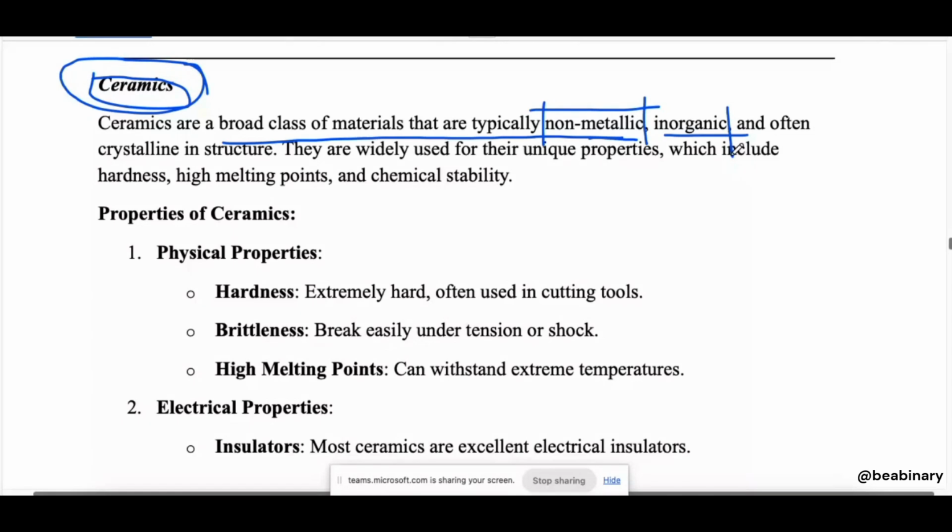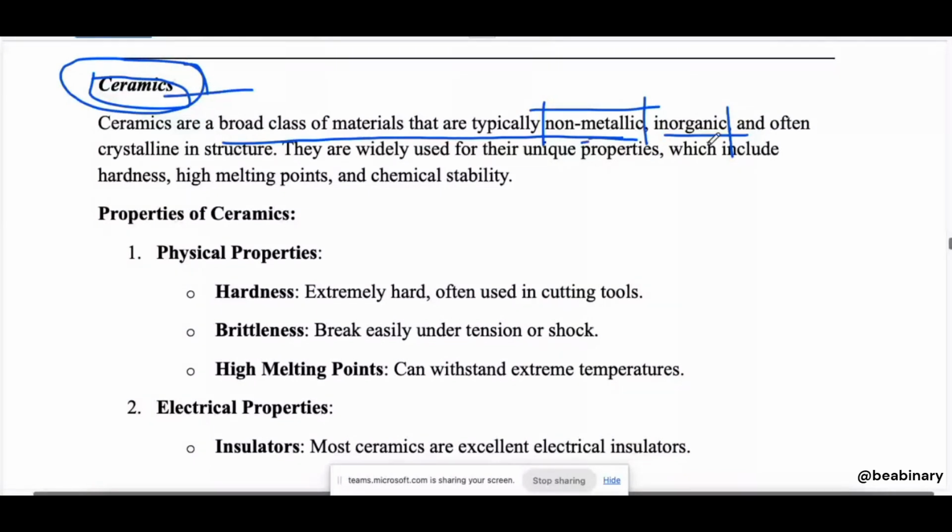Inorganic means they don't contain carbon compositions. If the chemical formula has a carbon component, then it is known as organic, otherwise it is known as inorganic. Just having one molecule of carbon is not sufficient; carbon and hydrogen as the main component in a material is what is known as organic. The rest are all known as inorganic. So ceramics are things which are non-metal.